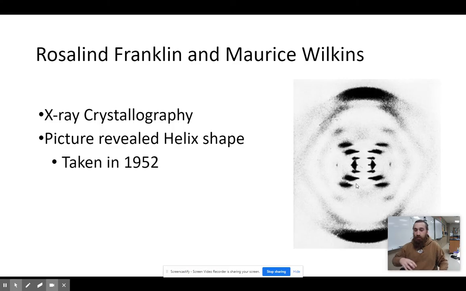If you remember, a helix shape is like a spiral ladder that spins upwards. If you looked at that straight downwards, you would see an X, because that spiral shape does create an X when you're looking at a 2D plane straight up and down. Now, this is huge. This is the first time this image was taken and the first time someone really has an idea what this structure is going to look like.